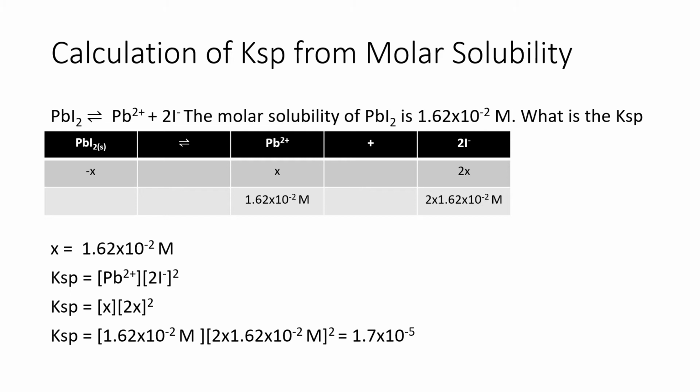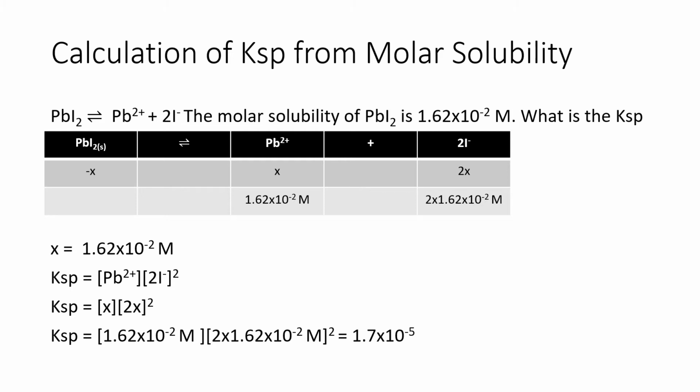So we already have seen that I have replaced the value of Pb2+ with x and 2I- with 2x, and then I substituted with these numbers. So the final answer, 1.7 into 10 to the power of negative 5, is the Ksp for lead iodide. This is just the opposite of the previous problem that we had done, and we got the same answer. So you get an idea of how to find molar solubility.